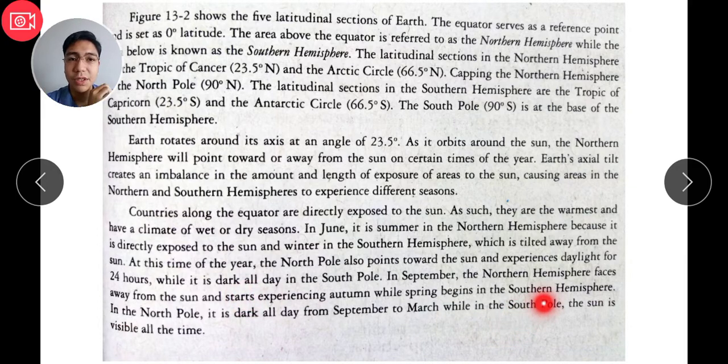Northern Hemisphere, okay, the Northern Hemisphere faces away from the sun. So ang mangyayari is dark all day dun kay Northern Hemisphere. And then it experiences, ayan, we have starts experiencing the autumn, while spring begins on the Southern Hemisphere. Kasi natamaan na siya ng araw, eh, no? So, in the North Pole, it is dark all day, September to March. While in the South Pole, the sun is visible all the time.